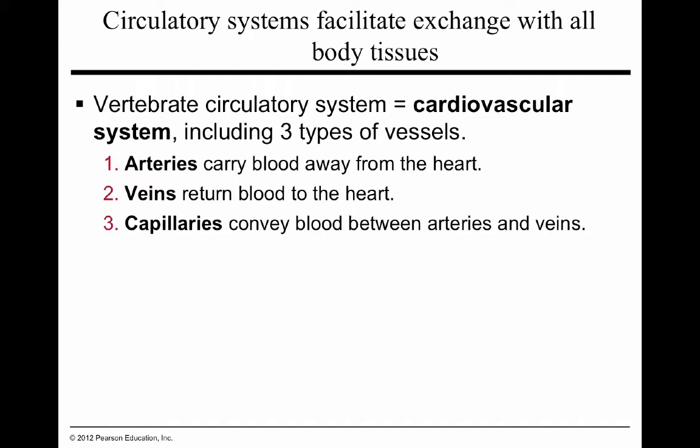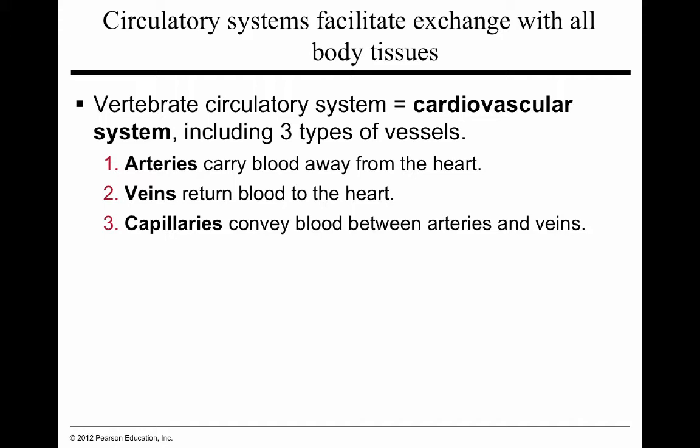In vertebrates, the circulatory system is called the cardiovascular system. It involves three types of vessels and a heart pump. So the arteries are vessels that carry the blood away from the heart. Most of the time it's oxygenated, but not always. So anytime a blood vessel is moving away from the heart, it's an artery. Anytime the blood vessels are moving blood back to the heart from the body, or the lungs, it's a vein.